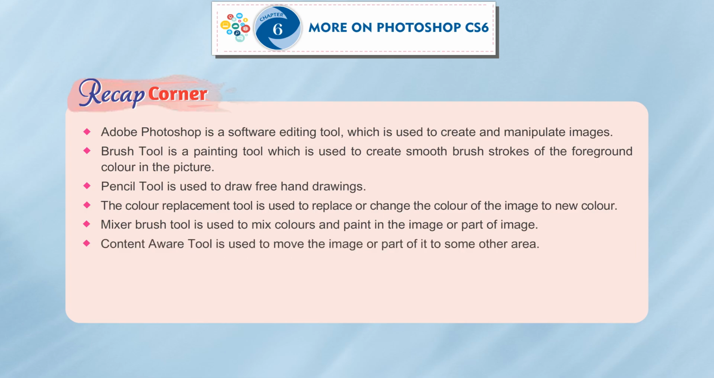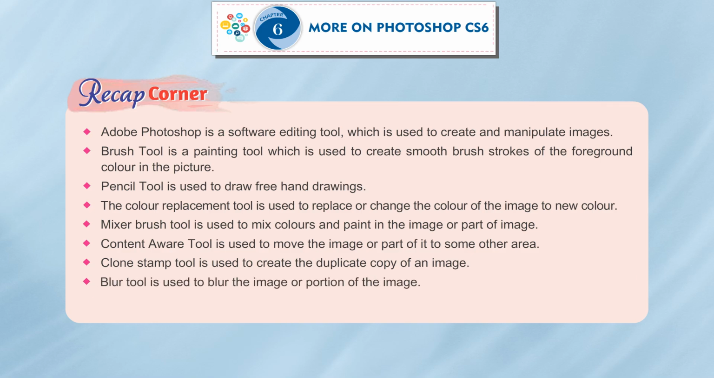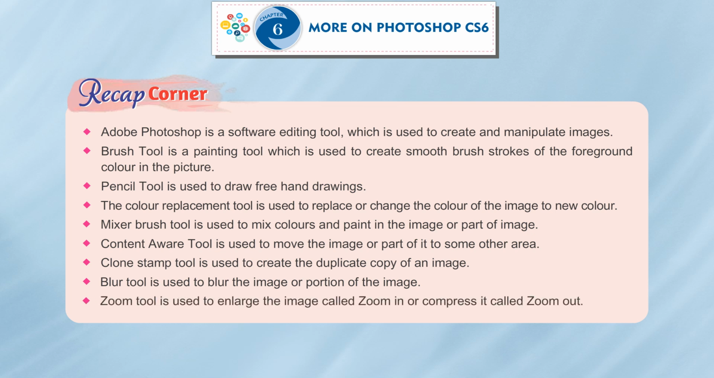Content aware tool is used to move the image or part of it to some other area. Clone stamp tool is used to create the duplicate copy of an image. Blur tool is used to blur the image or portion of the image. Zoom tool is used to enlarge the image, called zoom in, or compress it, called zoom out.